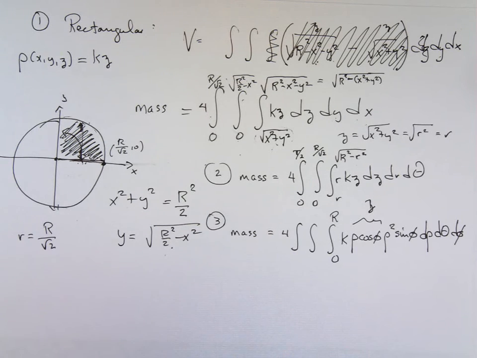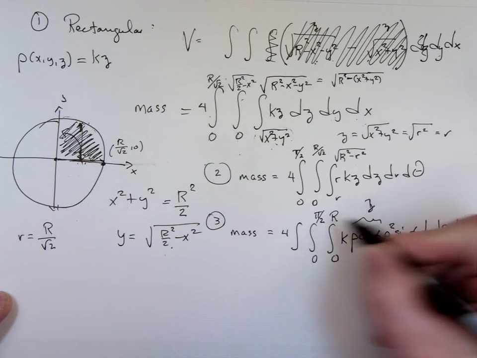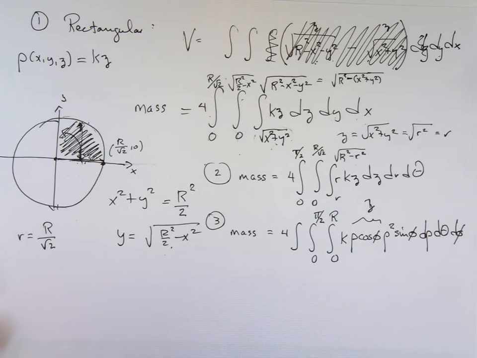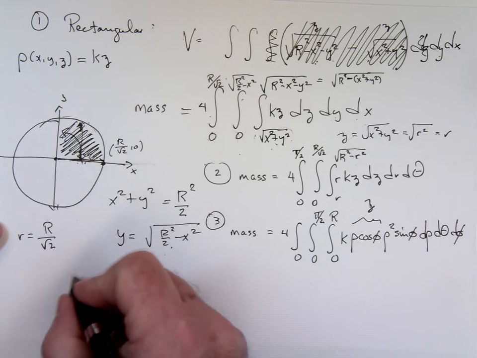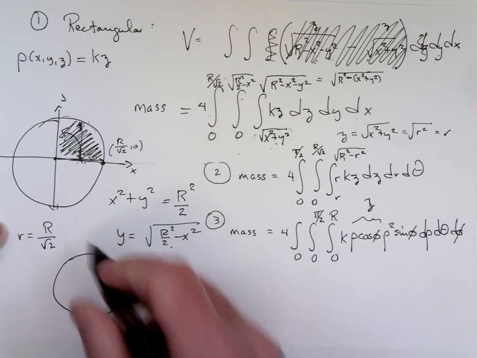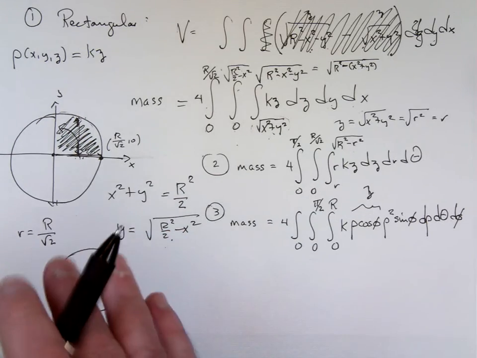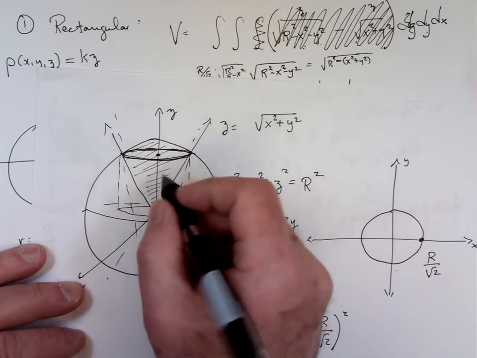Where are my theta limits? 0 to pi over 2 still. And what are my phi limits? This is a little bit different. 0 to pi over 4? We don't know. In this problem, we don't know. Here's the problem. Let's go back to the original. Phi is starting here at the z-axis.